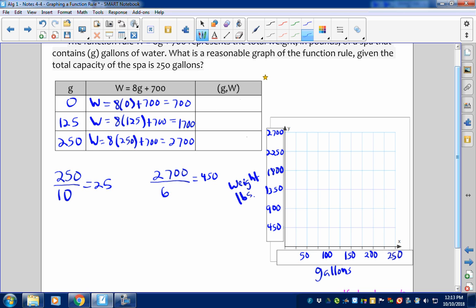So think about the scale, label it, and then plot those 3 points. So I have 0, 700, which would be about here, and I just have to go approximately. 0, 700, 125, and 1,700 would be up about here, and then 250, 2,700. Right up here, and then connect the dots, and you've got your line.